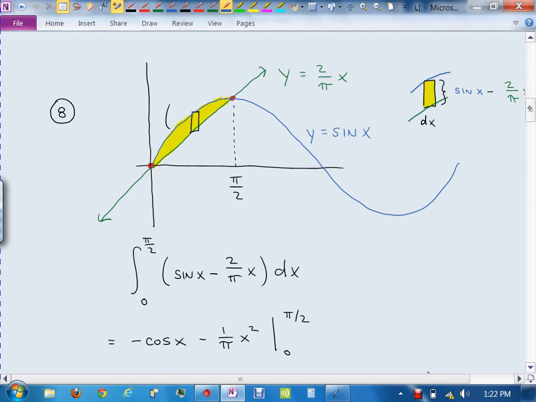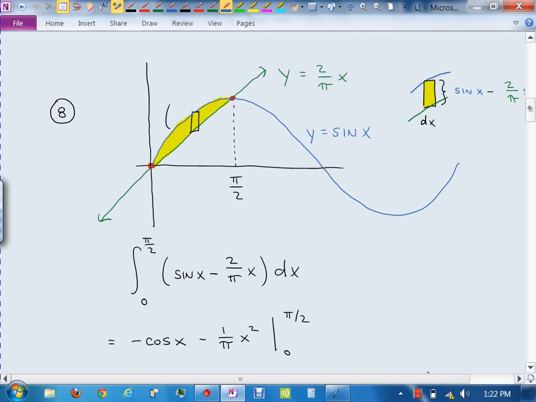Okay, so let's look at this one. Number 8. y equals sine x, y equals 2x over pi. This one was tricky because 2 over pi x is a line that has a slope of 2 over pi. So it winds up being below the sine function in here. And it creates a little region. And there you have little vertical rectangles. And so you figure out your top and your bottom and draw your little thing over here.